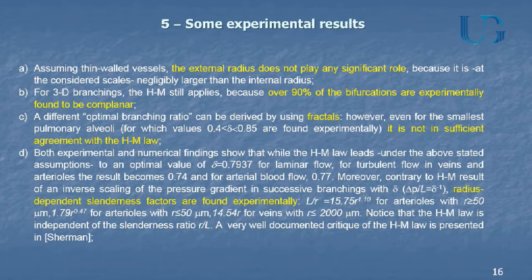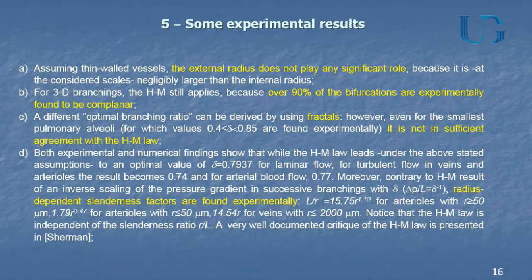Fractals were tried, but the agreement was not great with experiments. But the big drawback is that experimental findings do not confirm the Hess-Murray predictions. First of all, the exponent is only valid for laminar flow. This is the 1 over the cubic root of 2. For turbulent flow, the value should be 0.74. For arterial flow, 0.77. These are not big differences, but already tell you that something is wrong in the formulation.